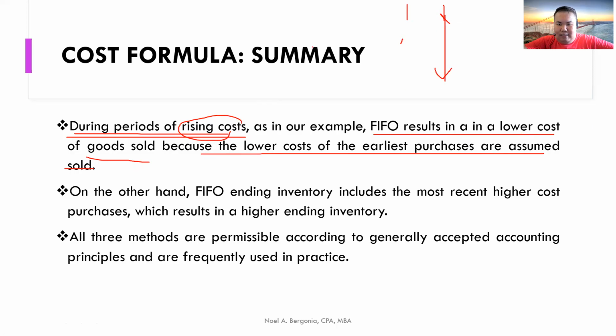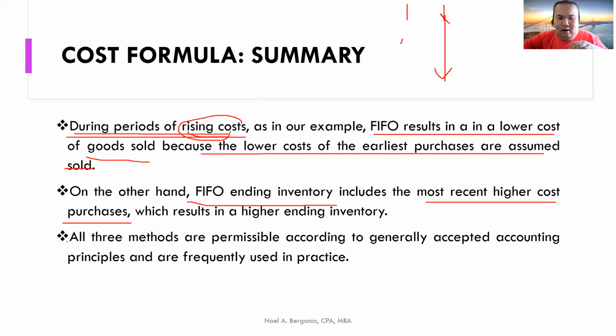Okay, so nung pataas ng pataas yung prices na binibili natin, then yung mga nauna is mas mababa yung cost. So yung cost of goods sold is mas mababa for FIFO compared with the others. Okay? So on the other hand, FIFO ending inventory includes the highest costs of purchases kapag rising yung costs. Kasi 'di ba, yung ending inventory natin is based on the most recent purchases. Eh kung pataas po yung costs ng mga products, then yung ending inventory na tira is mas matataas.